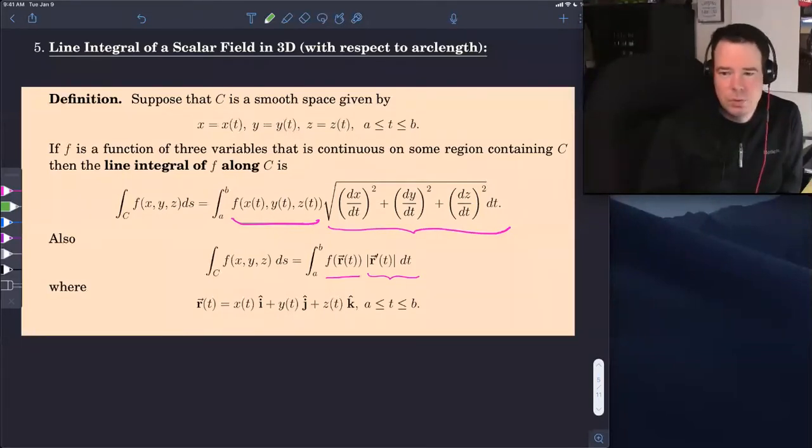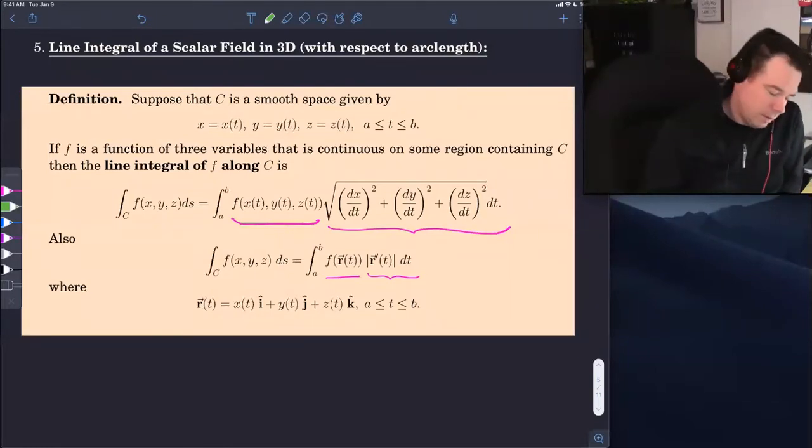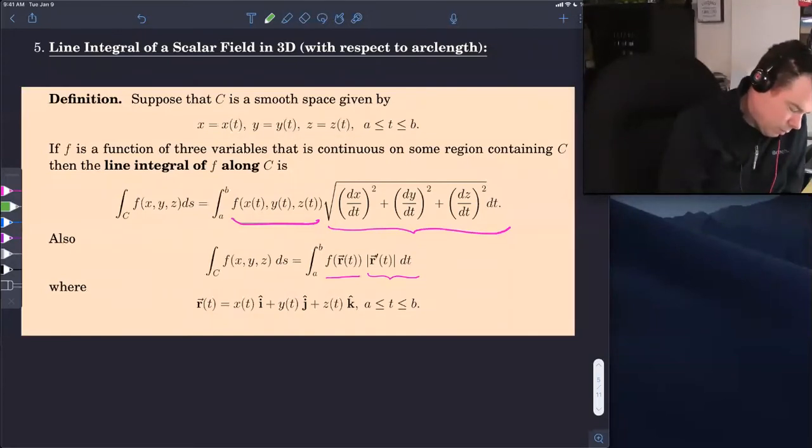Then the line integral of a scalar function f along the curve is precisely the same as it was before. We just have one extra dimension. So it's the scalar function times the ds component, and the ds component is the magnitude of r prime of t dt. In general, we can write this kind of integral in this way.